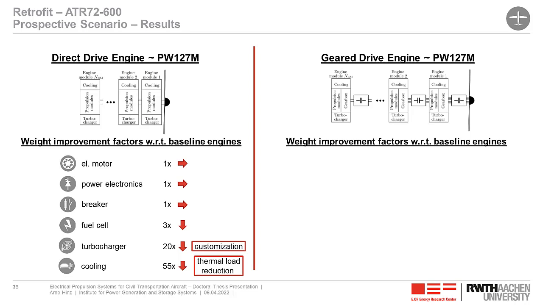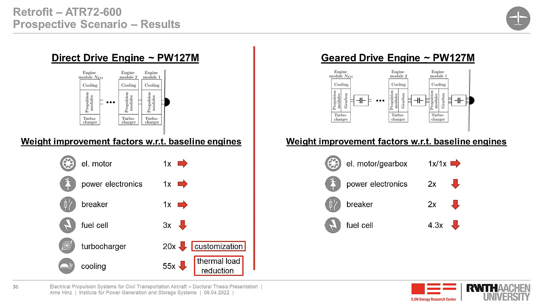Regarding the gear drive engine, the weight improvement factors differ a bit. We can see that the electrical drivetrain more or less stays the same. The fuel cell needs to increase a bit further in power density, and the turbocharger needs to reduce the weight by the same factor. Further, the cooling system needs another factor of 2, but this should be achievable by customizing the heat exchangers from the industrial application.